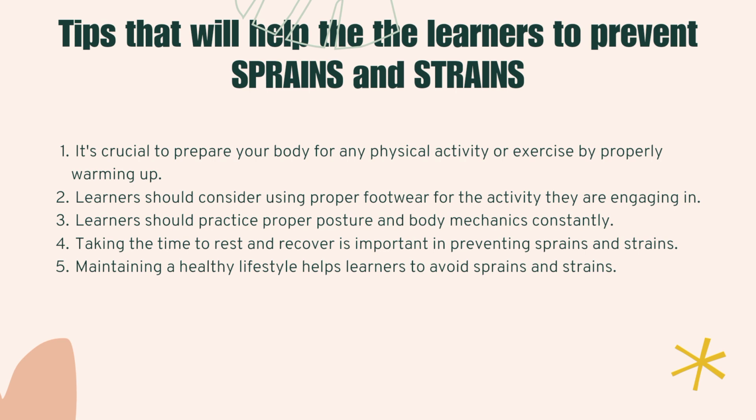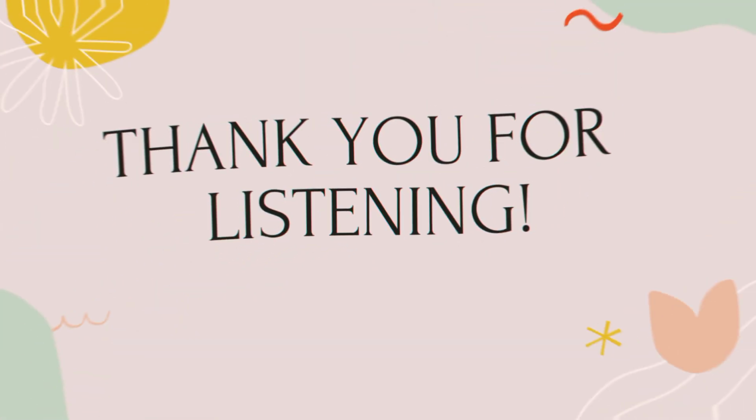Lastly, maintaining a healthy lifestyle helps learners to avoid sprains and strains. This involves the intake of a balanced diet, doing regular exercise, and keeping your body hydrated. Additionally, learners should avoid unhealthy habits like smoking, drinking alcohol, and excessive intake of caffeine.